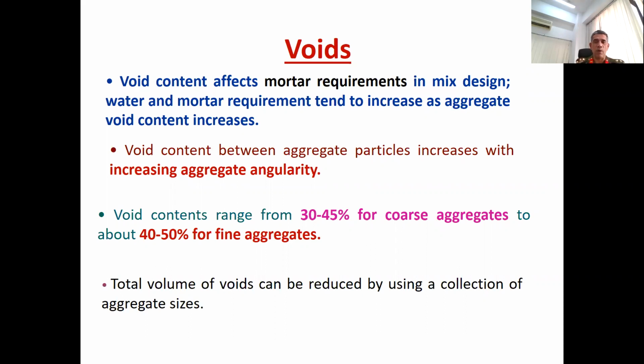And total volume of voids can be reduced by using a collection of aggregate sizes. For example, you use coarse aggregate, fine aggregate, and mineral fillers. That means if you use various sized aggregates and combine them together, the smaller aggregates occupy the space between the larger size aggregates, and then those occupy the space between the even larger aggregates, and that's how you can reduce the volume of void, but it will increase the unit weight of the aggregate.